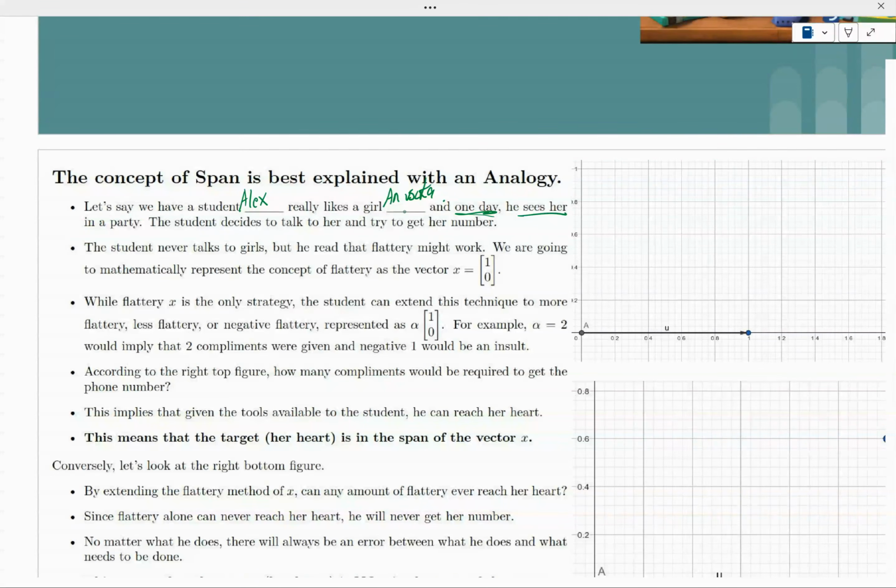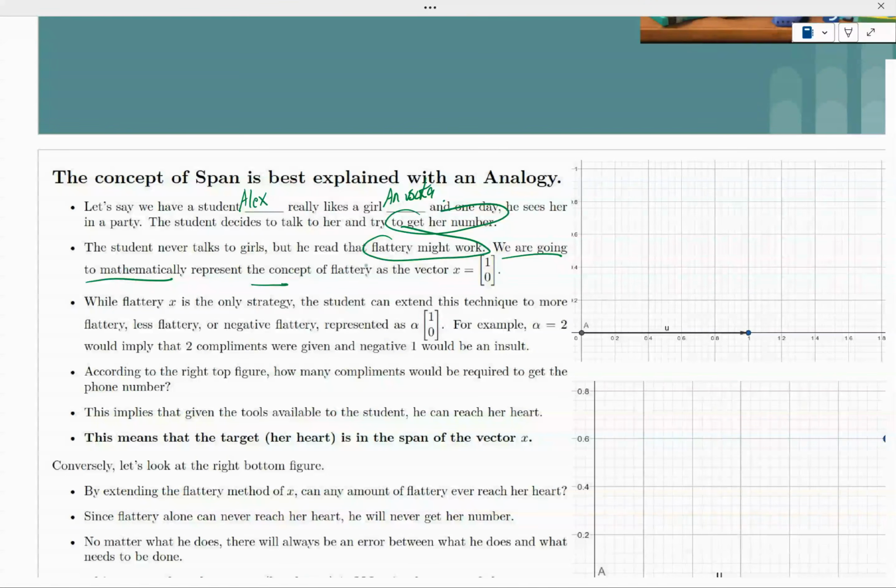So Alex decides to walk up to her and try to get her phone number. So the target, the goal, is to get her phone number. Now, Alex never really talks to girls, but he read somewhere that flattery just might work. So he has one tool in his tool belt, which is flattery.